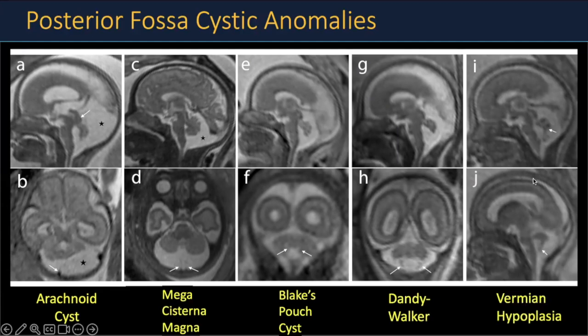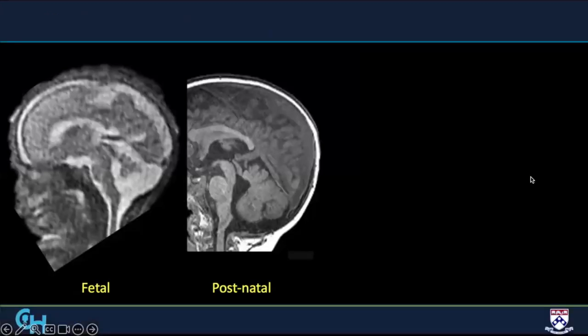This is going to be vermian hypoplasia. All right, another entity that is often misdiagnosed as Dandy-Walker malformation or vermian hypoplasia, especially on fetal MRI, is this disorder. So here we can see on the fetal case that there is vermian hypoplasia, but it looks more superior than inferior predominant in this case.